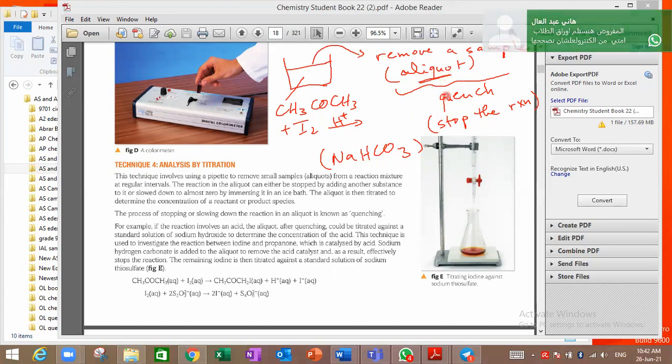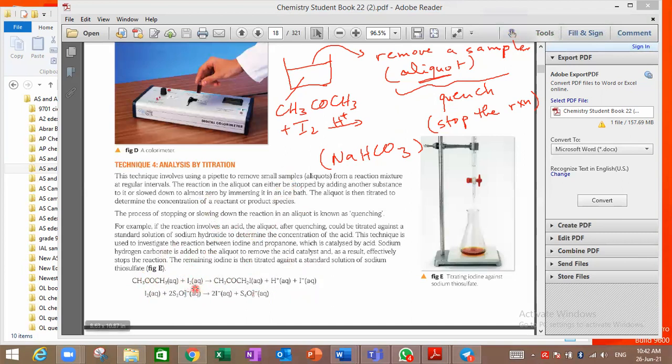When we place it on ice, then the reactants will not have enough energy to collide together to form the reaction. So in such a reaction, we can follow the rate by either of two ways. As I told you, the first way is to follow the color of the iodine throughout the reaction. Iodine at the beginning is brown, and then with time, this brown color fades.